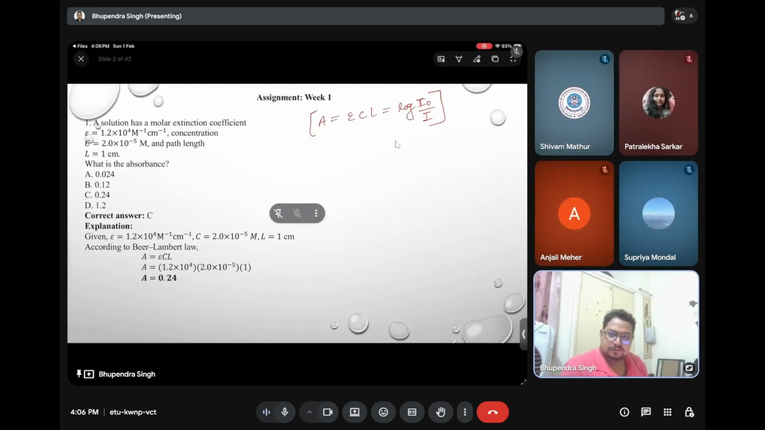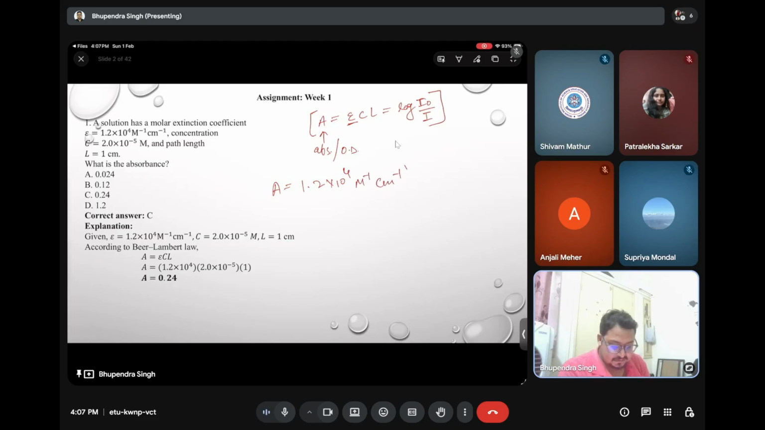So I hope you know this formula: A equals epsilon CL equals log I0 by I. So this is your absorbance, or OD, optical density. So according to this, they are asking for the absorbance. So we have to put in the epsilon. Epsilon is given: 1.2 × 10^4 mole^-1 centimeter^-1.